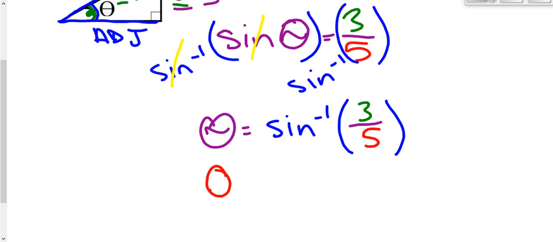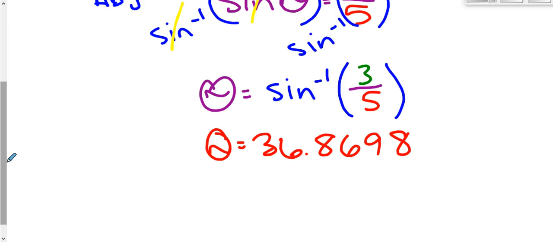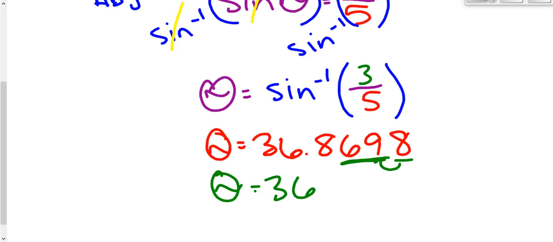Theta equals 36.8698. And again, our rounding is going to do something fun here. So when we round this, the 8 will round up, and this 9 will round up as well. So we'll look at the entire 2-digit number, and 69 will round up to 70. So our final theta answer is 36.870. And that's our final solution for this problem.